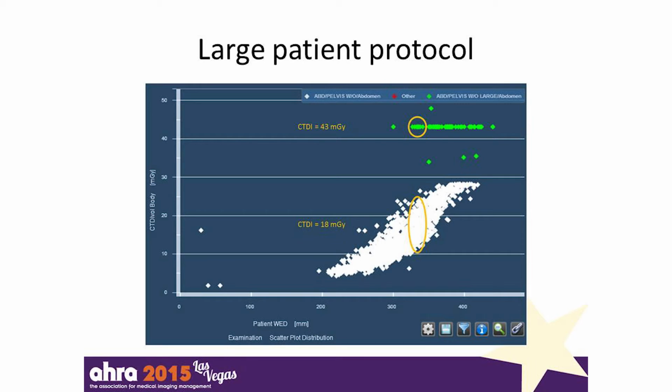It's not surprising that the large protocol has a higher CTDI than the normal protocol, but what is surprising is if you look at a given patient size, patients might be imaged with either the large or the normal protocol. So the technologists are making a judgment call. And depending on what their choice is, the dose is considerably different. In this group, the CTDI is 18 milligray, and for the large protocol, the CTDI is 43 milligray, more than a factor of 2 difference in dose.